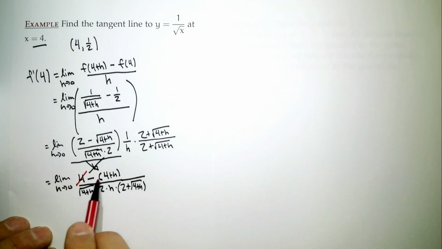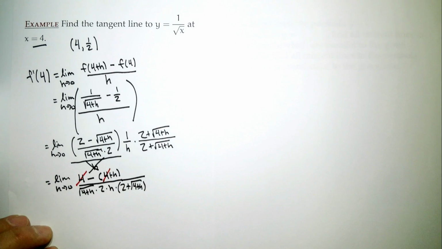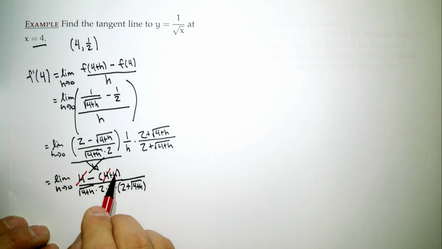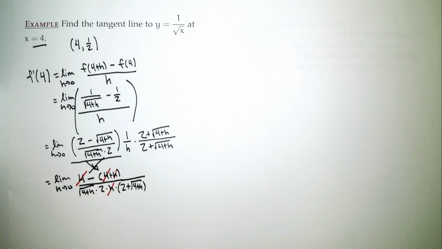The 4's cancel. So you're left with negative h. Now, this is great that we have a negative h on top because what does negative h have in common? Well, in fact, it's just one term. It has negative h. But what else do we see? There's an h on the bottom, h downstairs. So I can actually cancel this h with that h downstairs.